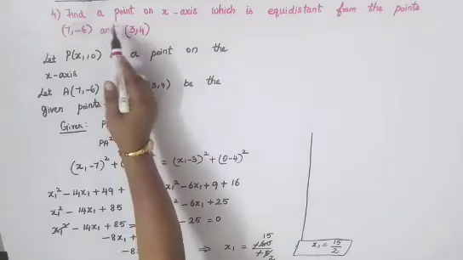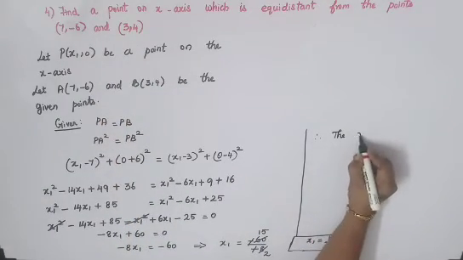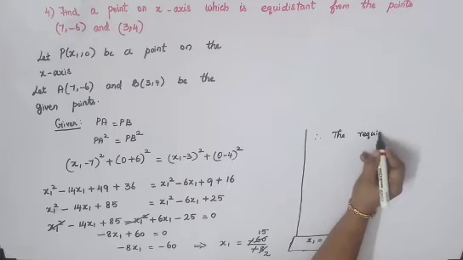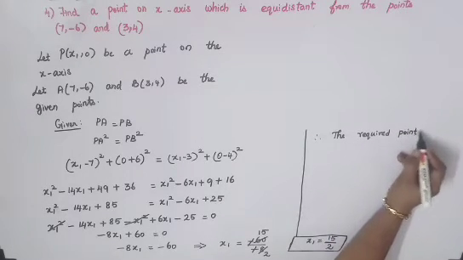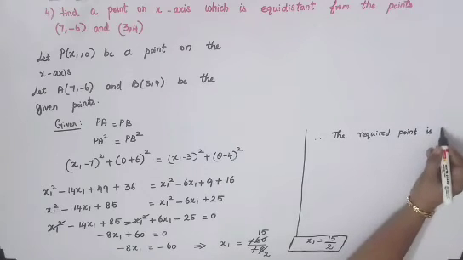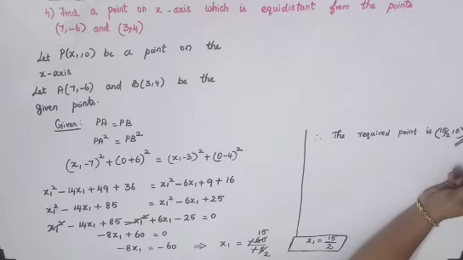They've asked you to find a point, therefore the required point is 15 by 2 comma 0. So this is the answer for your 4th question.